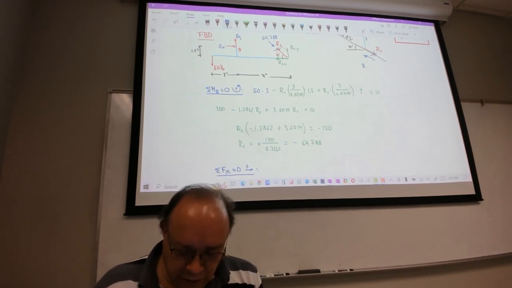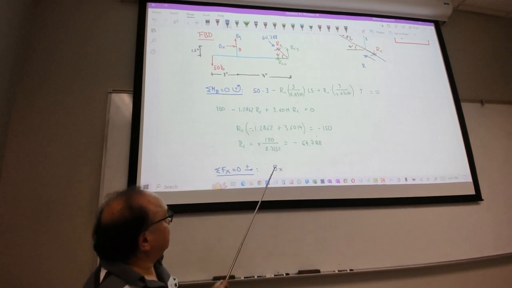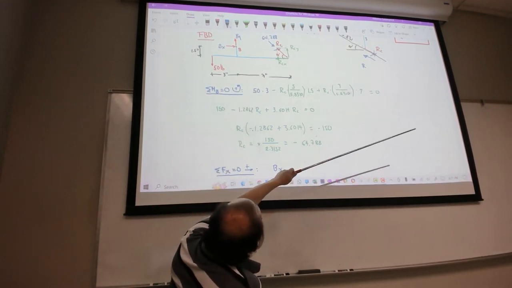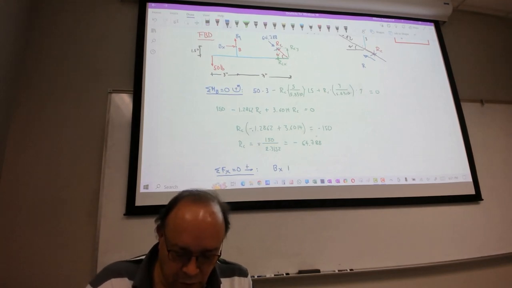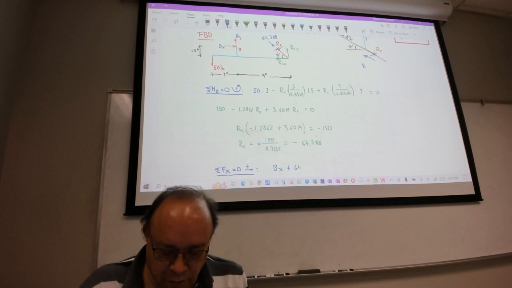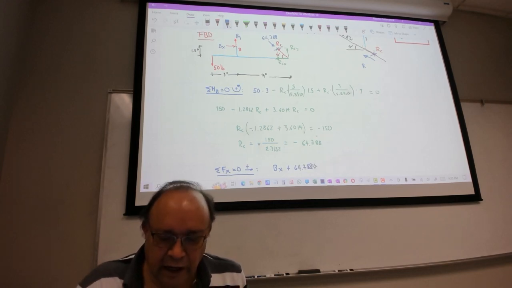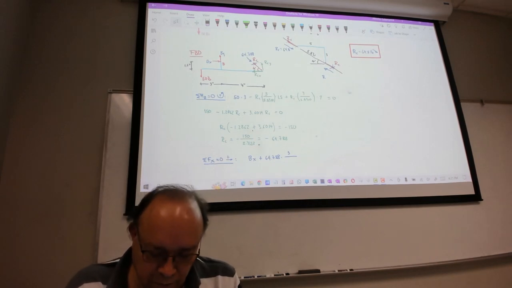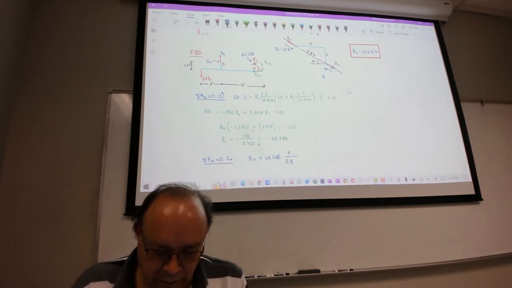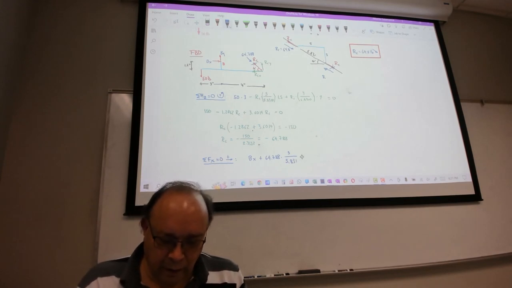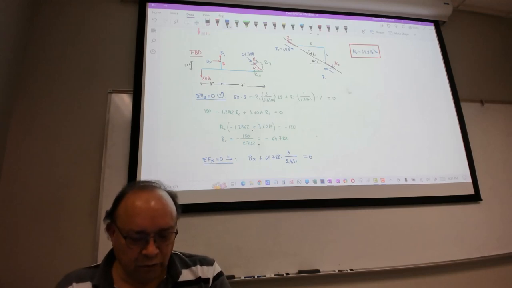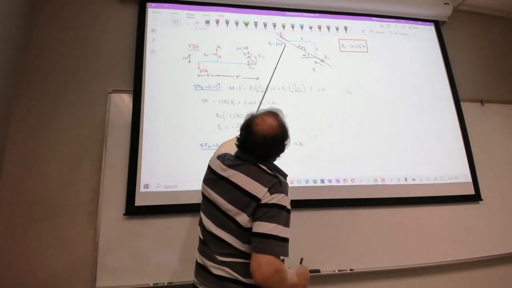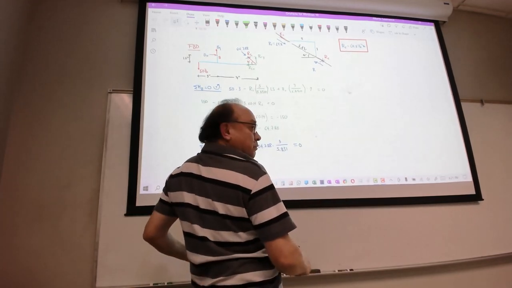So let's put Bx going to the right as positive, right? I put positive in this direction. Now this force also goes to the right, so that will be positive too. So plus 64.788 times 5 over 5.831 equals 0, right? Here I use the fact that this force is going to the right, so that's why I put positive.